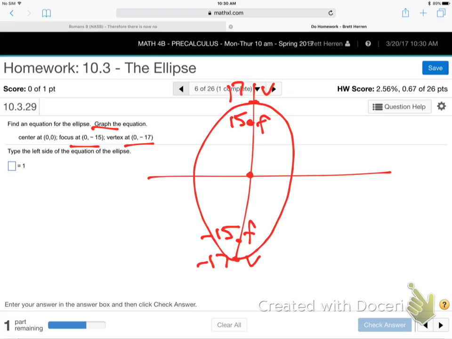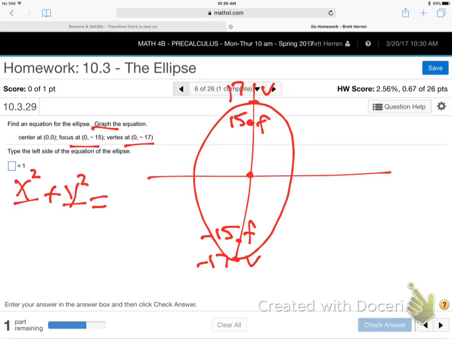Okay, can you write the equation for that? Let me give you a second. In general, it's good just to write down x squared over something squared plus y squared over something squared equals 1, right? So do we know either of these somethings right now?